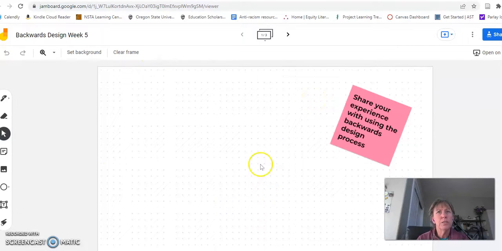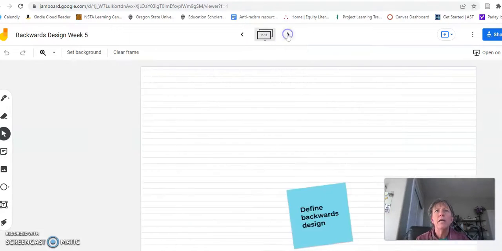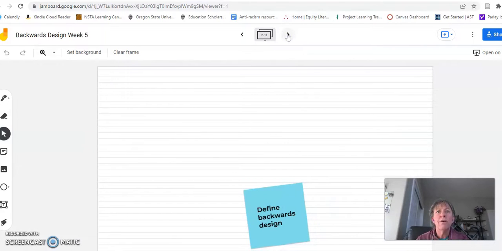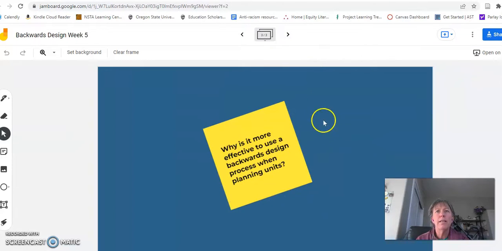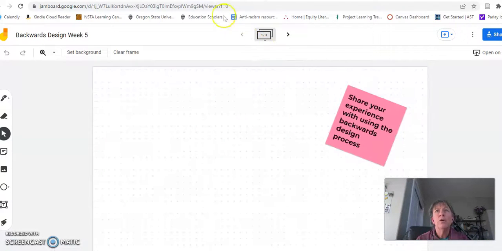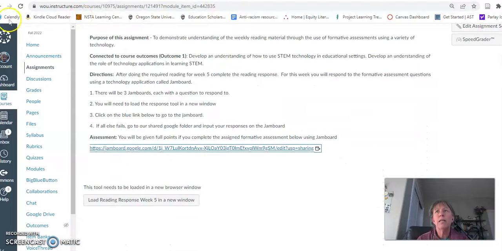When you get to the Jamboard, there'll be 3 questions. Share your experience with using the backwards design process. If you have no experience, just say no experience. But if you have used it, some of you who have been in my classes may have already been through this process a number of times, so please share that. Go to the second Jamboard, define backwards design, and then why is it more effective to use a backwards design process when planning units? You'll get that information by doing the reading this week, which happens to be about backwards design.